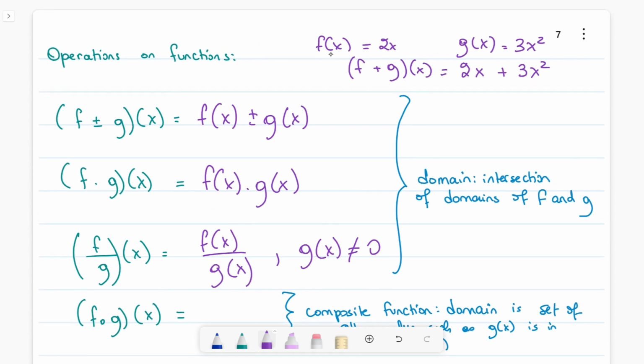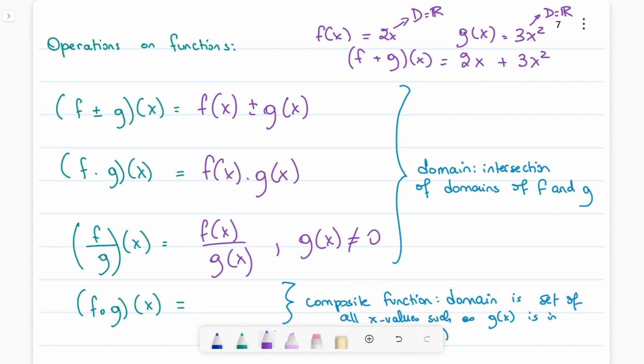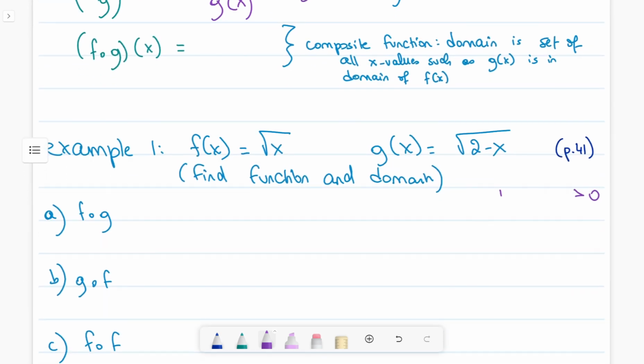So let's say in the example I gave you up here, the domain for 2x is all reals, and for 3x squared, the domain is all reals. So the intersection of both domains will still be all reals. Now let's move to composite functions. F of g of x, we can also write this way. The domain, we will look at it in an example in a minute.